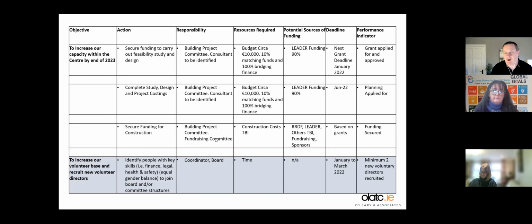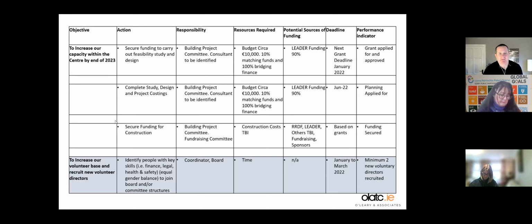Again, the resources required need to be identified, so they'll go out to tender with the planning drawings, etc. The potential sources of funding, which will be identified in the report, would be the rural regeneration development fund, LEADER funding, other funding that might be announced, fundraising and sponsors. The deadline is going to be based on grants. That project might take 3 years, and the performance indicator will be that this funding is secured. They can't put in exact deadlines because it's pretty much unknown when a lot of these will be announced, but they can start working on it straight away.